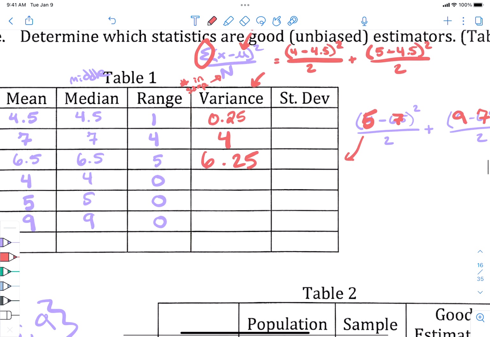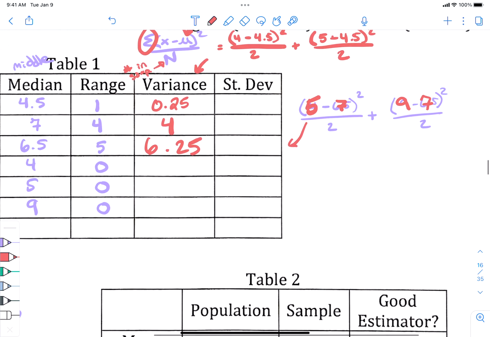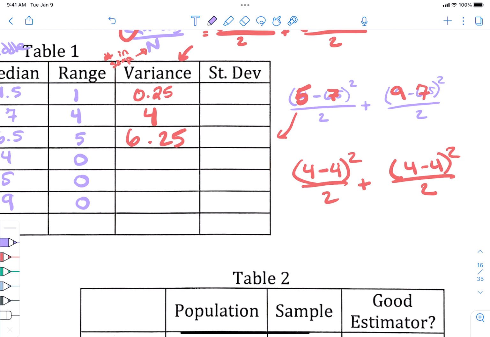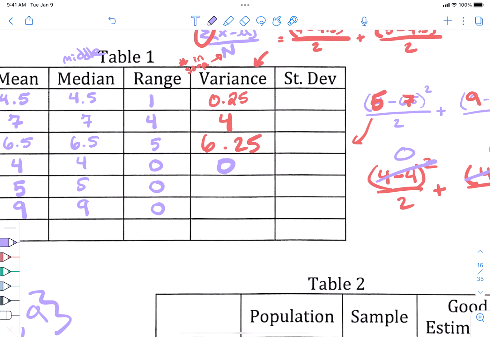Okay, now, the next 3 problems. We're doing 4 minus the average, 4, squared, divided by 2, plus another 4 minus 4, squared, divided by 2. What's 4 minus 4? 0. 0 divided by 2 is 0. Plus 0 divided by 2 is 0. So the variance here is 0.